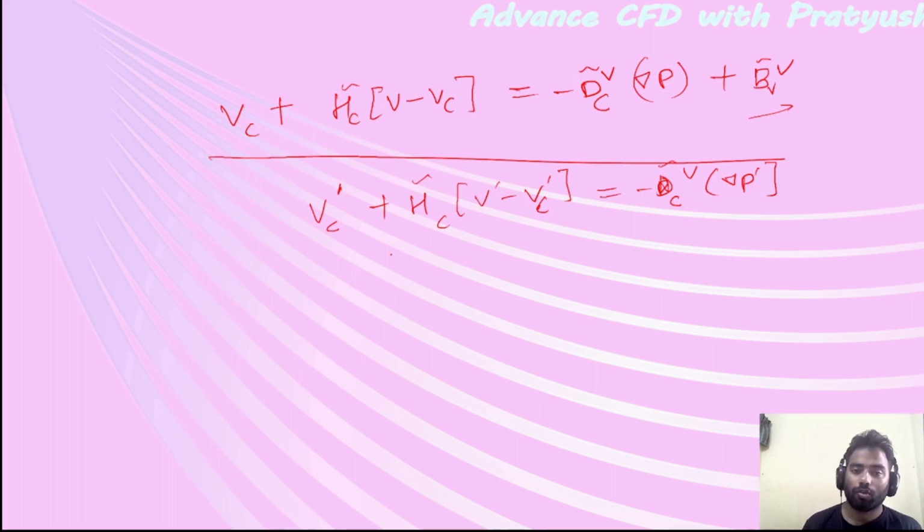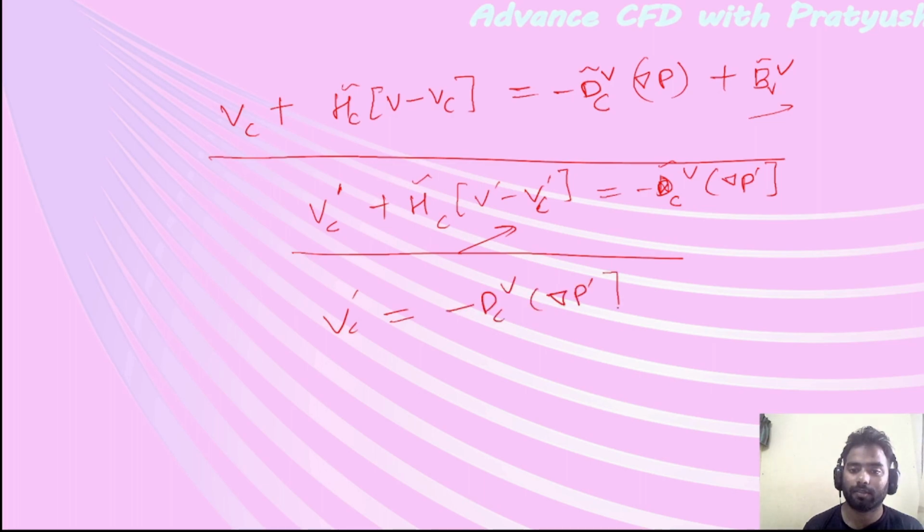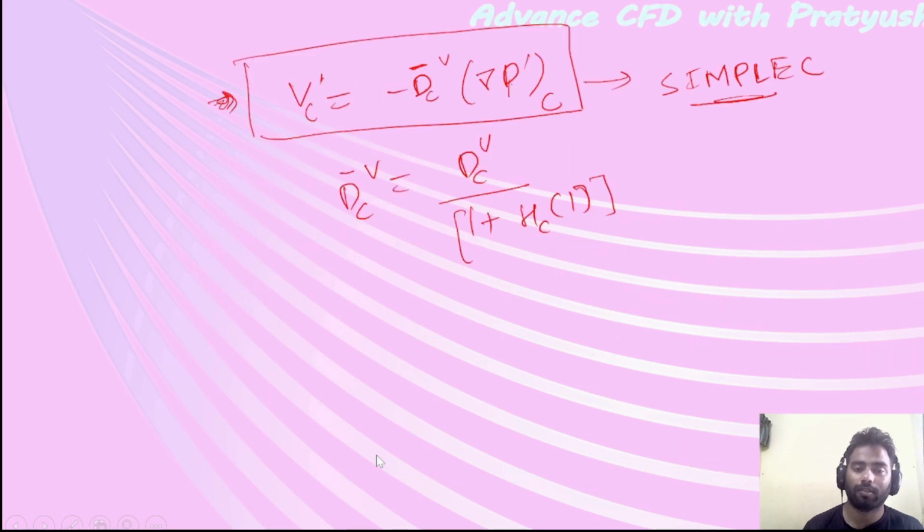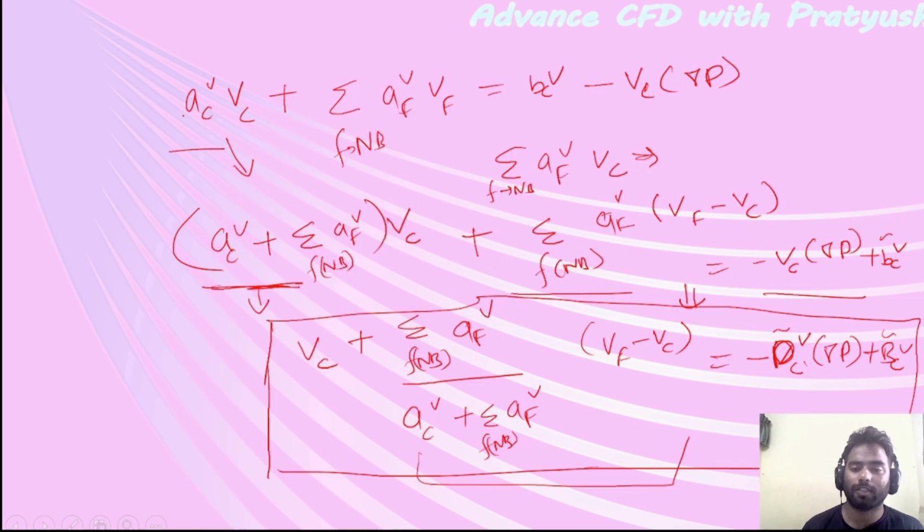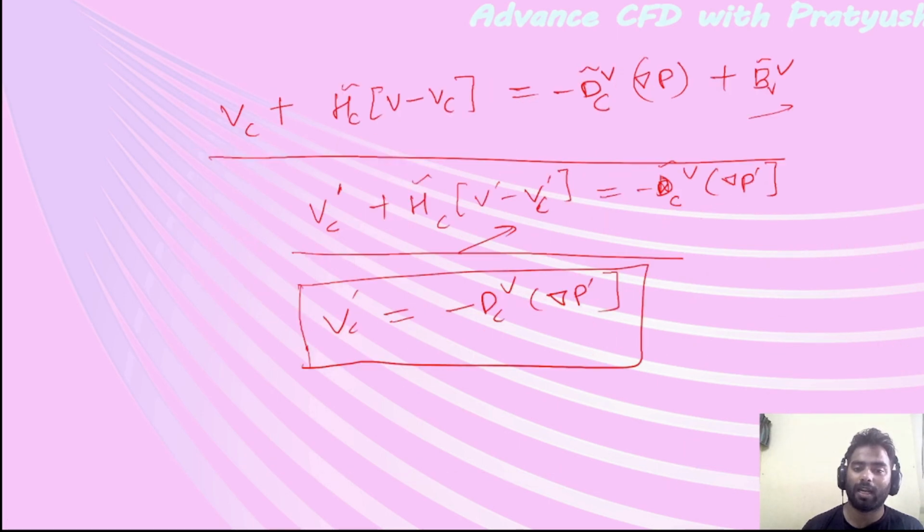Okay. So these are the same equations as earlier. If we drop this term, it will become VC dash minus DCV into del P dash. So this is the similar equation that we found here. Okay. So this is the simplex equation, and we have derived it in another way. That is also the simplex step.